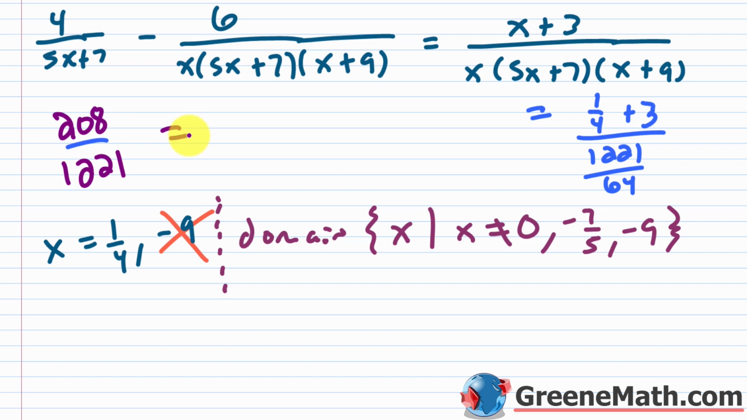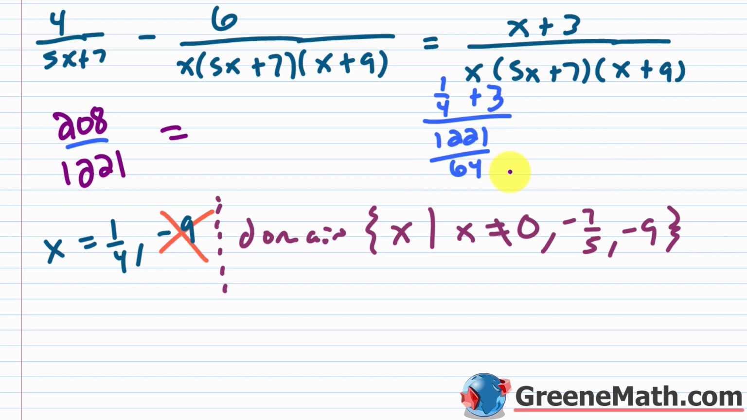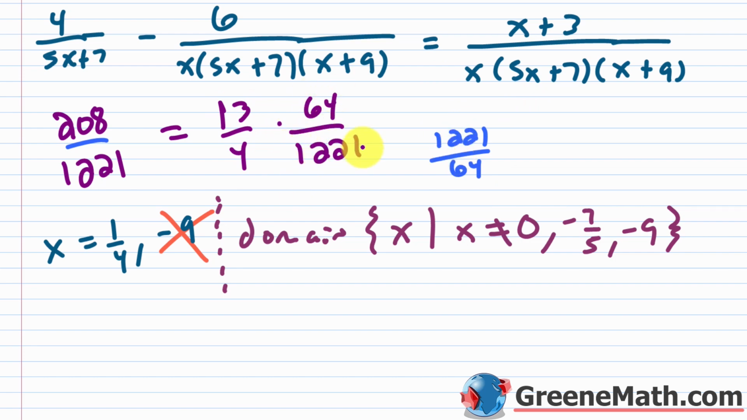Okay, thinking about this over here, let me get rid of this equal sign, and I'll just bring this down a little bit. So 1/4 plus 3, let's just say this is 12/4. And basically this would be 13/4. So let's say this is 13 over 4 times the reciprocal of this, which is 64 over 1,221. And let's see what this is going to give us. 64 divided by 4 is going to be 16. And we just said that 16 times 13 is 208. So we see that this would be 208 over 1,221.